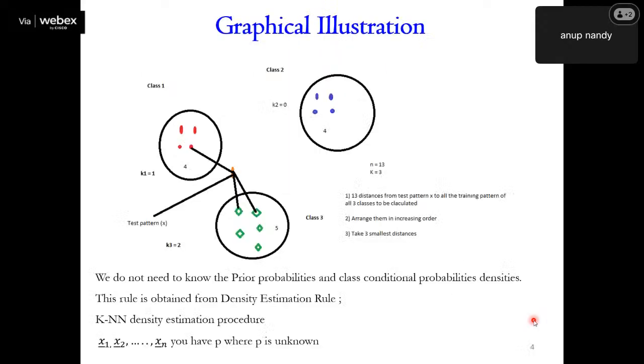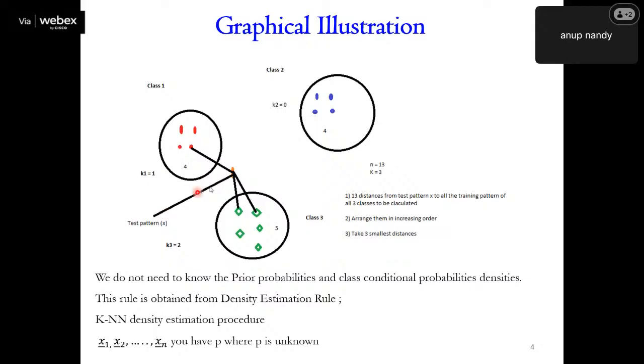Now pictorially I can show you. As you can see, I have these 3 classes. This is class 1, and in class 1 I have 4 data points: 1, 2, 3, 4. In class 2, how many data points? Four data points. And in class 3, how many data points? 5 data points. So total how many? 4 plus 4 plus 5, total 13 points are there. Now this is my test pattern x.